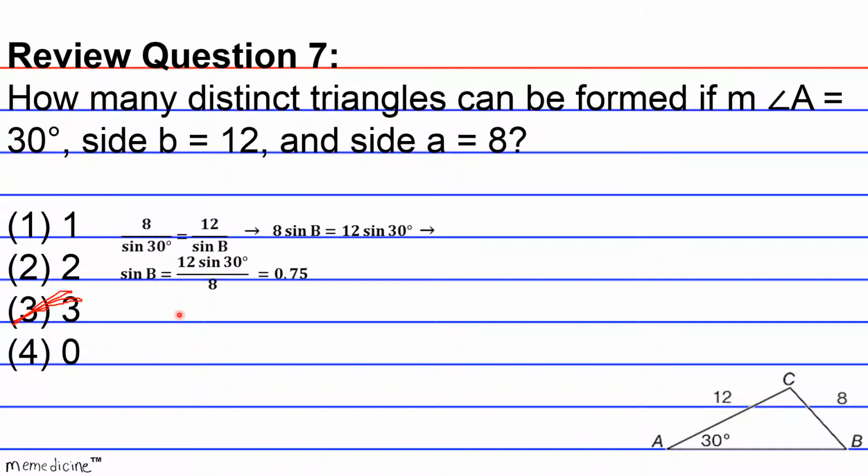Okay, so here's where the ambiguity sets in. Since the value of the sine that we got for B is positive, there are two possible angles that this can be related to, and they occur in quadrant 1 and quadrant 2. Let me show you exactly what I mean by demonstrating with a Cartesian coordinate plane.